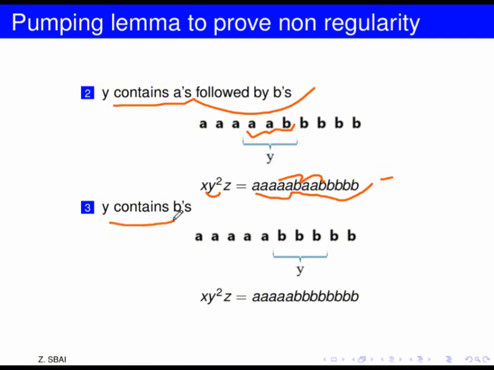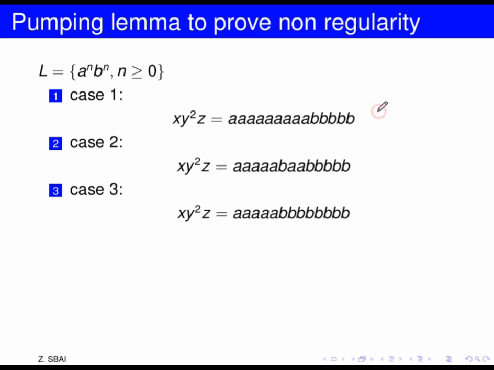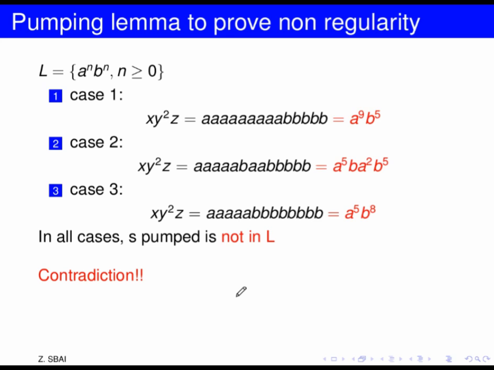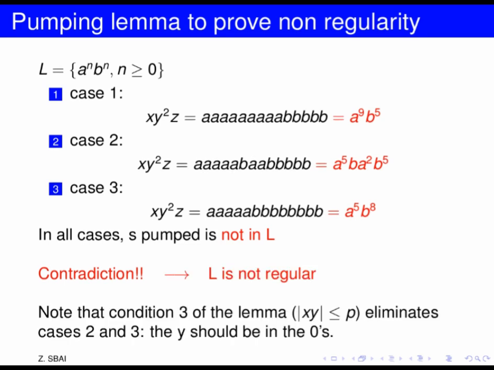The third case says that we can choose the y in the b part. Let's take these 3 b's as y. So x y squared z will be 5 a's followed by triple b 2 times because it's squared, and then the z, which is double b. Also, the number here is not the same for a and b, so this is not a string of the language. For a summary here, in the three cases, we find that when we pumped the string, the obtained string is not in the language. So we find a contradiction. The pumped string is not in the language. So we can say that L is not regular.